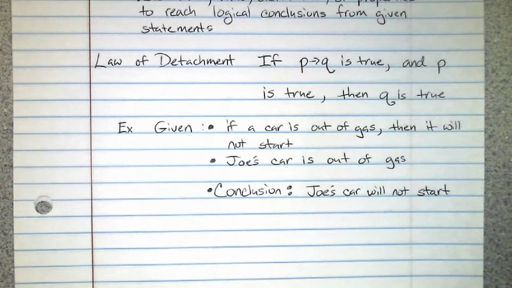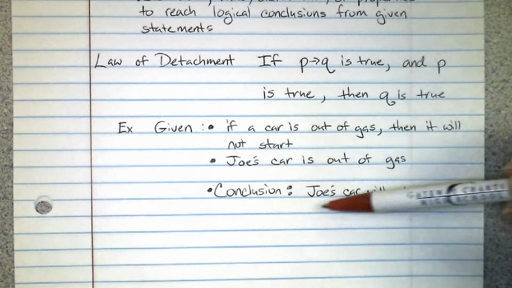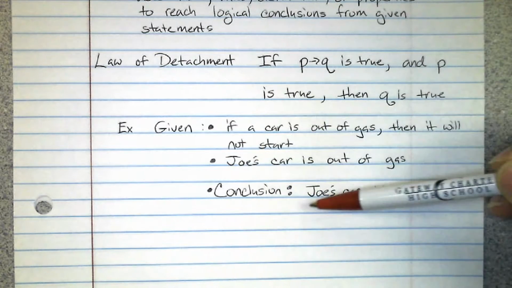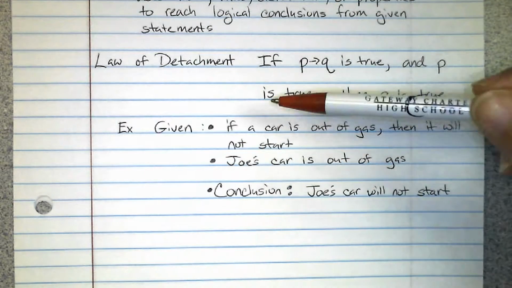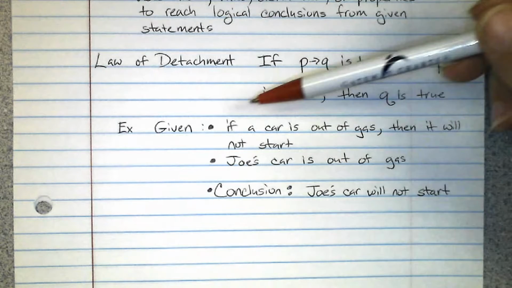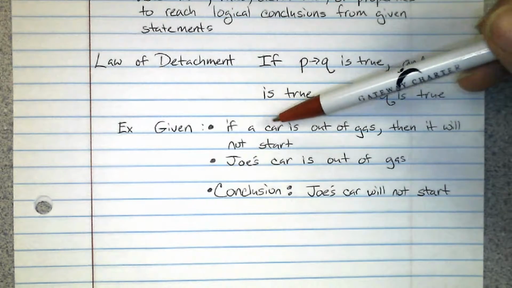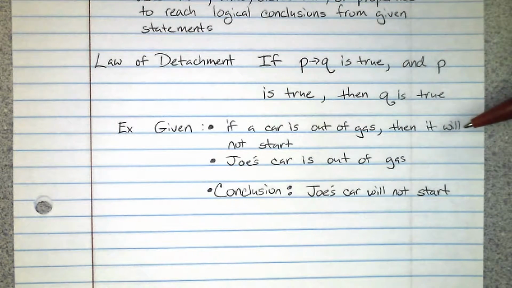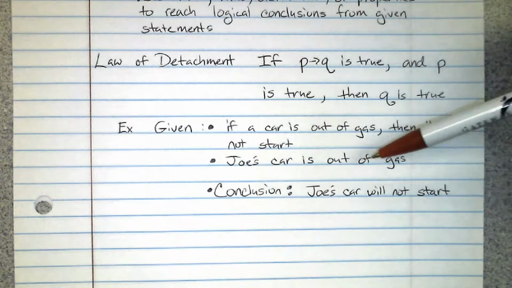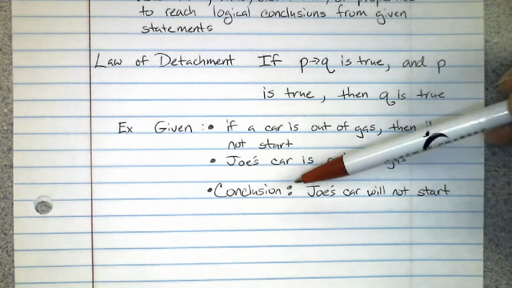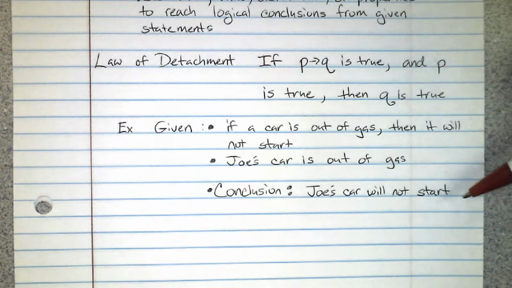Here's an example of a problem, and all of this information is what will be given to you. Our if-then statement is: if a car is out of gas, then it will not start. Joe's car is out of gas. The conclusion is that Joe's car will not start. And it's up to you to think about it and say, is that a valid conclusion or is it not?